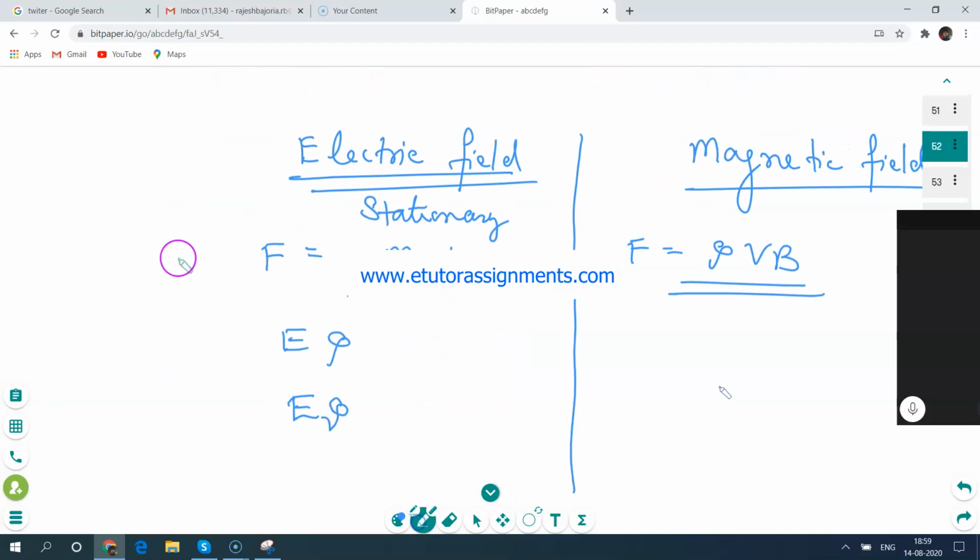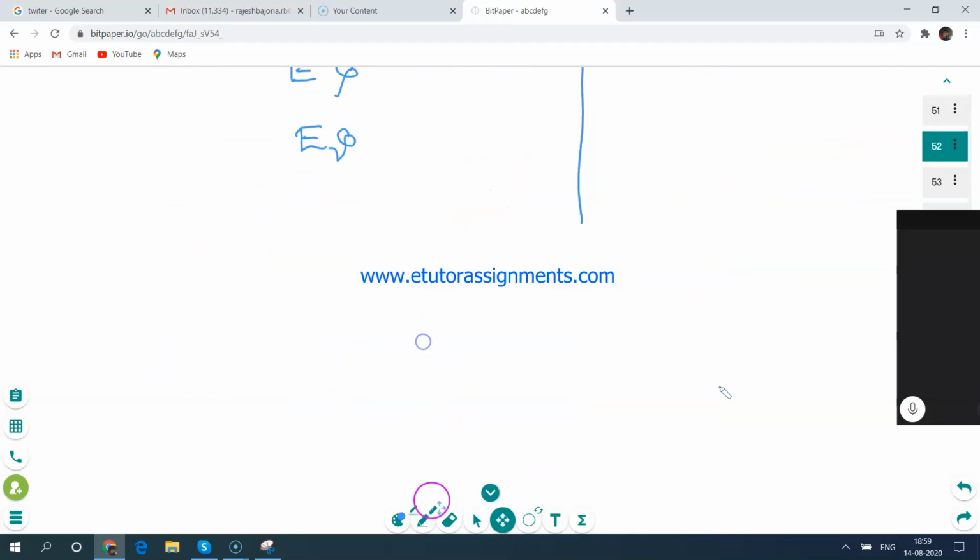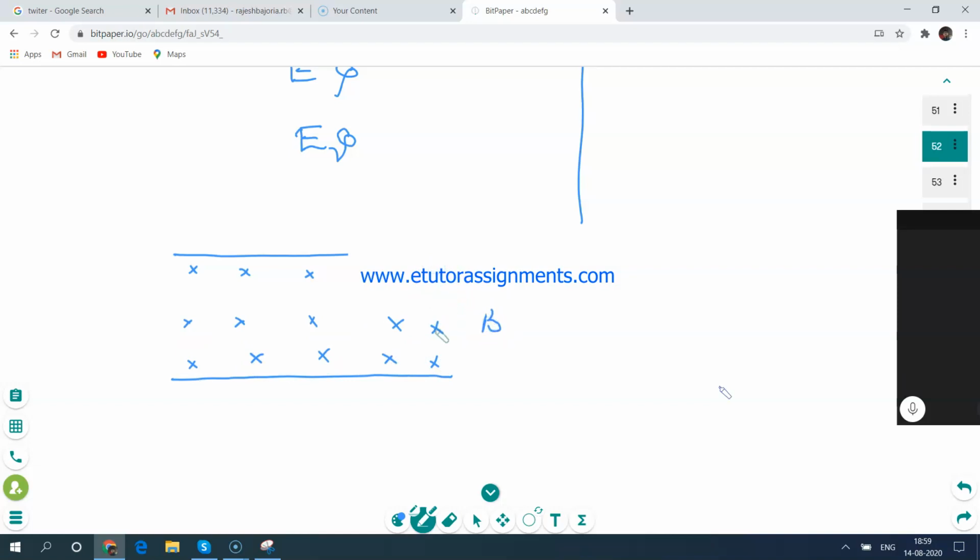If electric field and magnetic field are both acting, what will happen? I will take one example. Suppose this is the plate. This is the direction of B. The magnetic field B is into the page. Into the page.